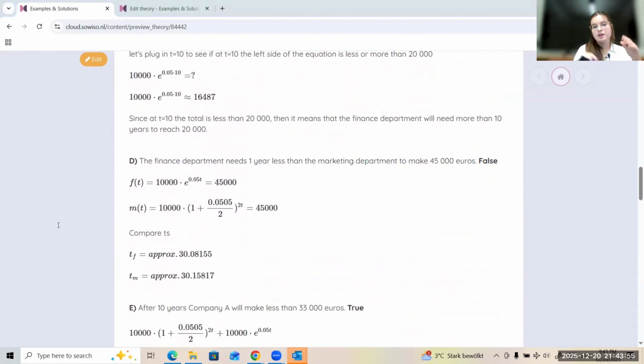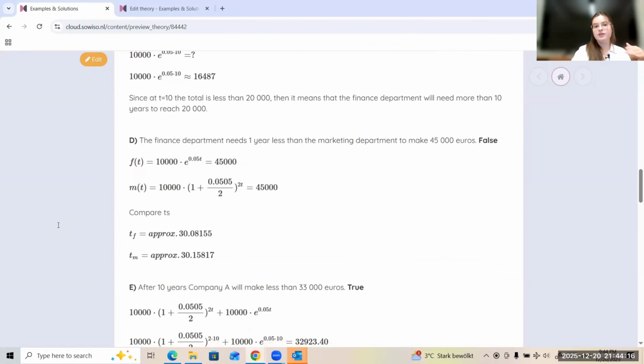So here, with the finance, we're comparing the departments now. The finance department needs 1 year less than the marketing department to make 45K euros. So we say, okay, after how much time will the marketing department and the finance department make 45K? We solve for t using logarithmic functions, using all the logarithm properties. And long story short, we get approximately these t values. As you can see, it's not a 1 year difference, it's less than 1 year difference. So it's not 1 year less than the marketing team, it's less than 1 year less, making the statement false. So sometimes you also have tricky tasks where you have to reread the statement maybe twice to understand that you're answering it correctly.